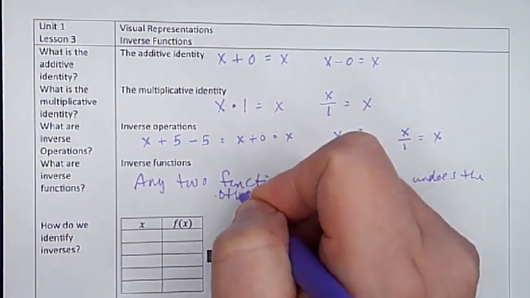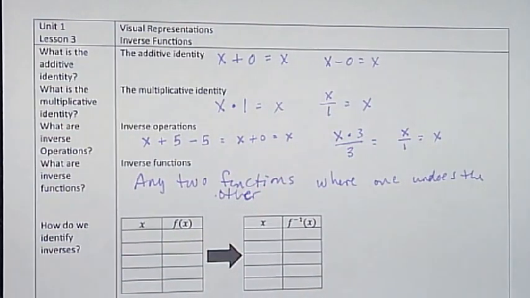Now we want to be able to identify what it looks like when we have an inverse function. So what we're going to be doing is comparing the inputs of the first function with the outputs of the second. We're going to look at this in two different ways. We're going to look at a function represented by a table, and we're going to look at some graphs.